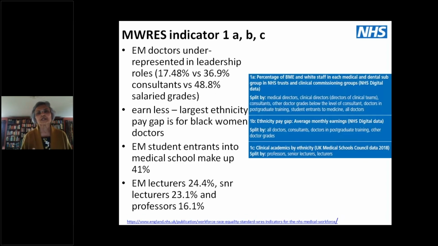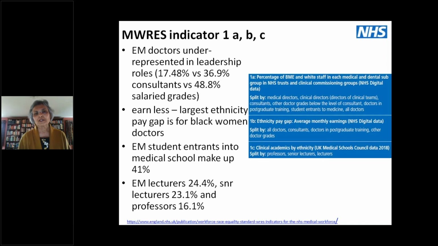So if you look at indicator 1, that charts career progression. And as Chand has already mentioned, you see a big representation of ethnic minority doctors in the salaried doctor grades, not so much in medical directors or among clinical directors. Then if you look at pay gaps, and actually NHS Digital data can give us pay gap data, we see the intersectionality, which we can bring in future years when we look at MRES data. The largest ethnicity pay gap is for Black women doctors.